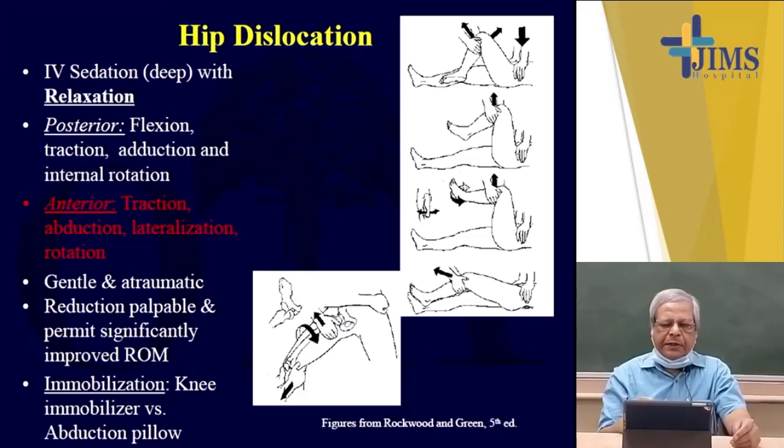And this is a hip dislocation. This is also quite common. It needs a lot of strength to reduce it. The patient lies here. Vertical traction is applied.